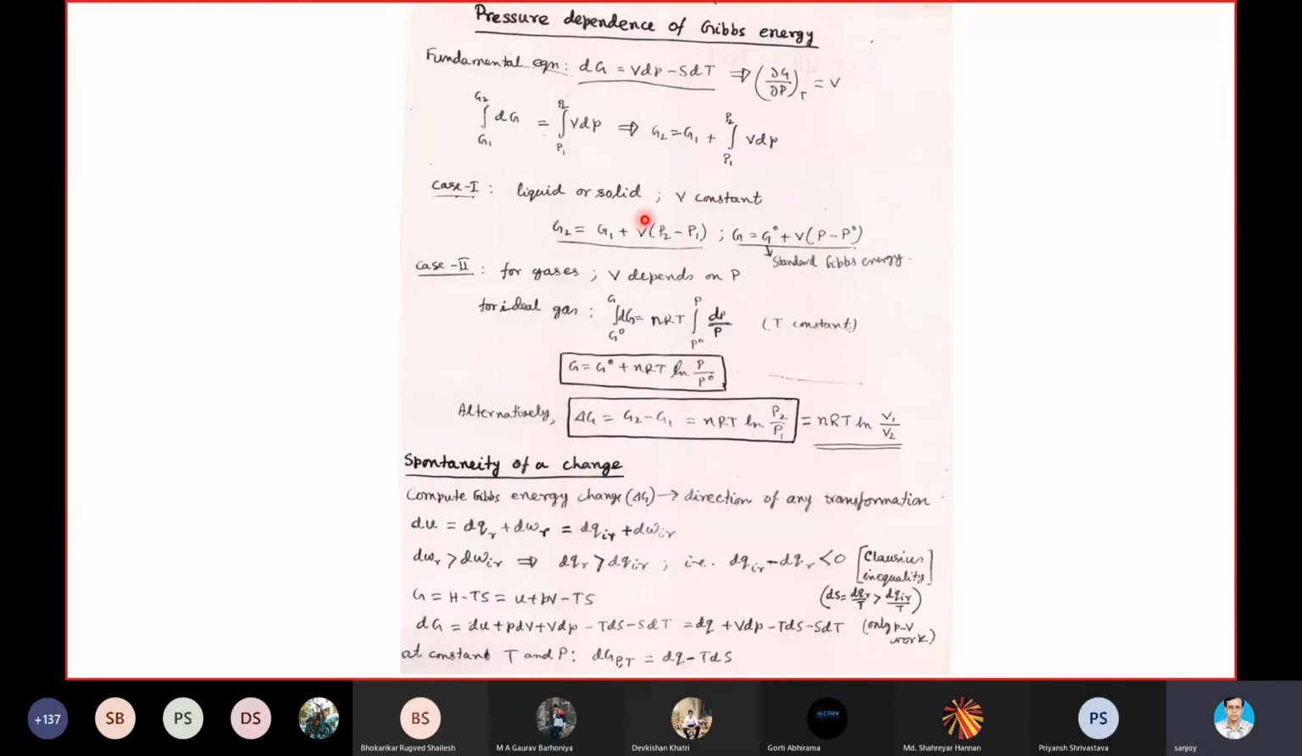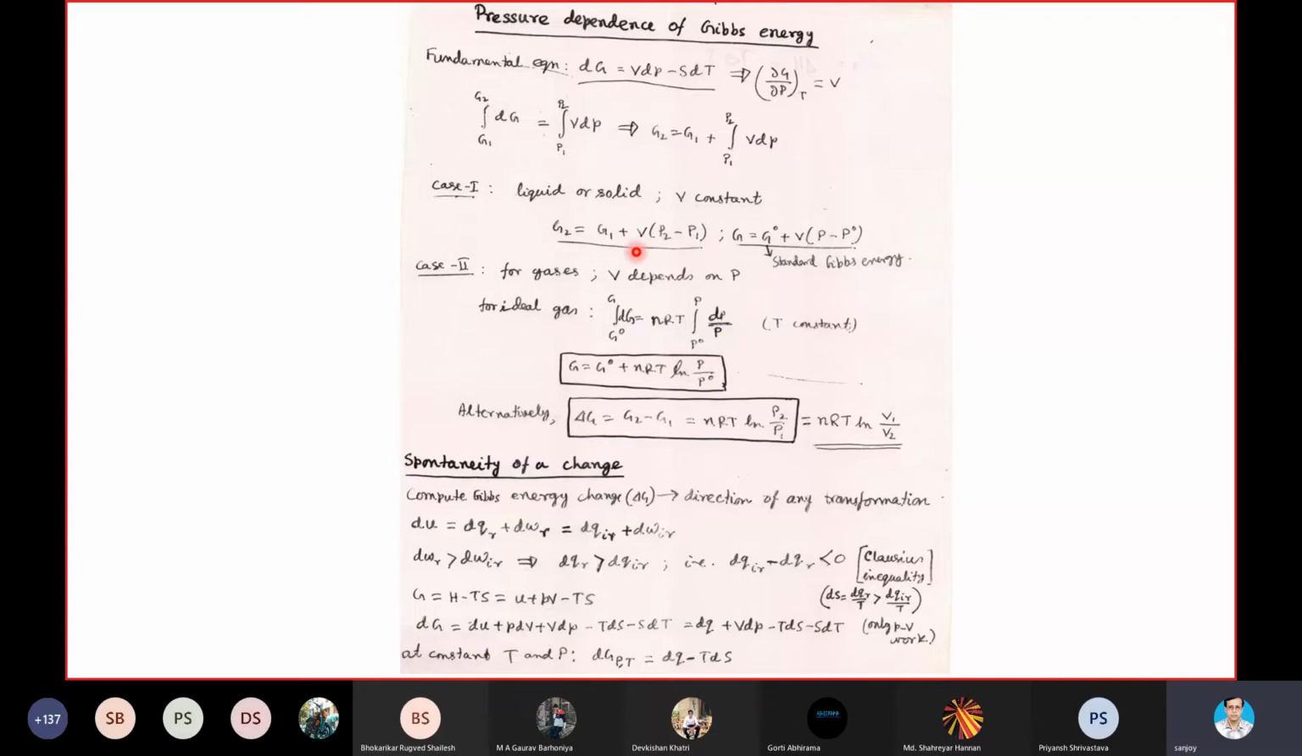Now, if you take a liquid or a solid, say a system that contains a liquid or a solid, then for liquid and solid we know the volume is more or less constant. The effect of pressure on volume is kind of negligible, so we can consider V as constant. If that is constant, then this integration simply becomes V into P2 minus P1. So we write it down like that: G2 equal to G1 plus V(P2 minus P1).